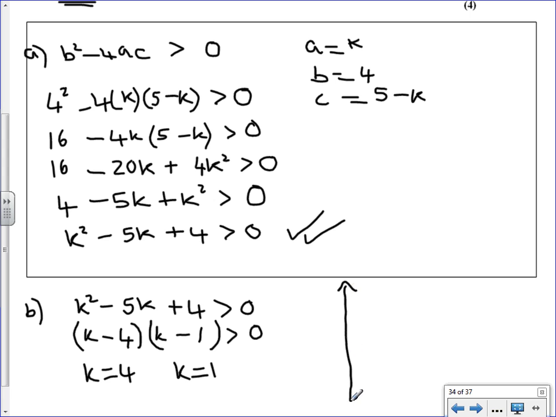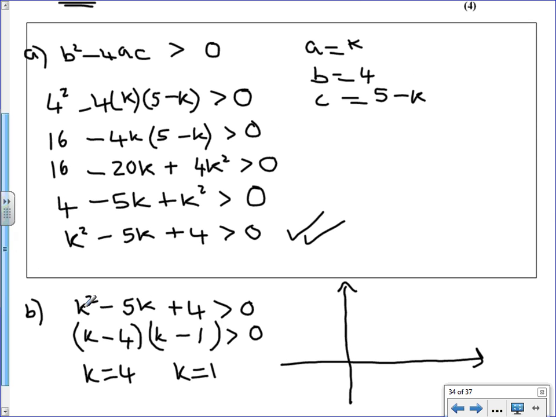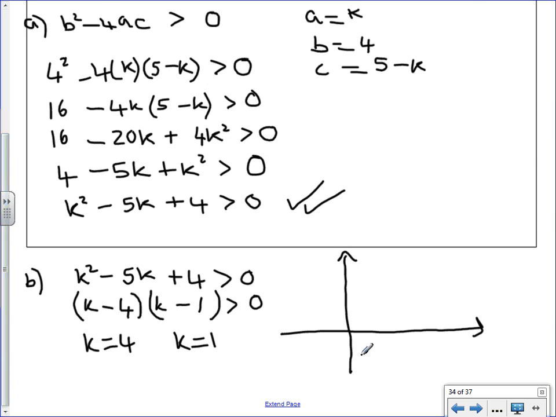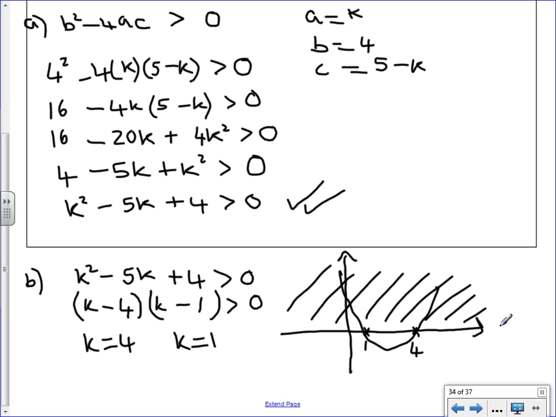Now you must always sketch a graph when it's a quadratic inequality. If that was just an equals sign, then our solutions would just be 4 and 1. But we want to know what values of k are greater than 0. So let's mark on our roots. We've got k is 1, k is 4. It's a positive parabola. Now we want greater than 0, so we're shading the region of the graph above the x-axis.